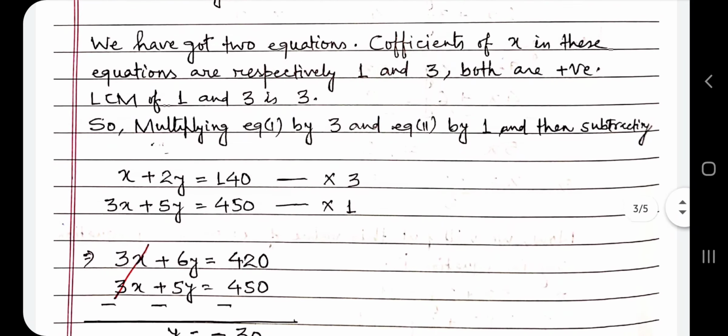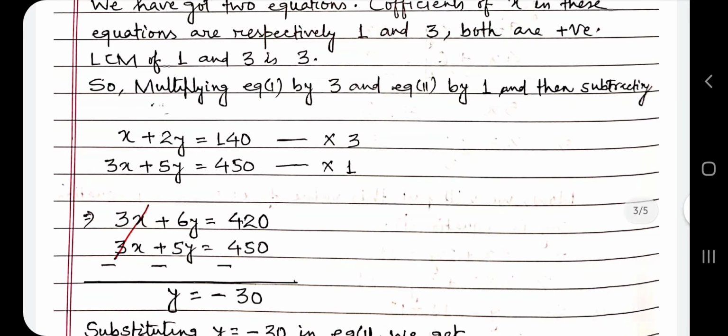See how I have done here. x + 2y = 140 is multiplied with 3, and the second equation 3x + 5y = 450, because here the variable x has 3 as coefficient and it is equal to the LCM, so we will multiply it with 1. So after multiplication we get two forms of the equation.